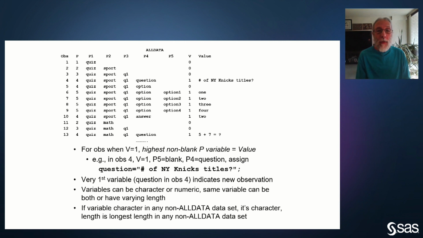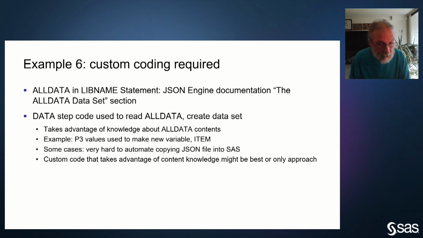I'll just note a couple of things. One is that the variables in question can be character and numeric, and I've got examples in the paper, the same variable in the component data sets can be character in some and numeric in others. Whenever that's the case, what I do is I look through all the component data sets, everything except all data, and anything that's character in any data set, that variable is treated as a character variable, and if the lengths are different, I use the longest possible length to avoid truncation. And the point is, this is code that I can write that would automate this process, that would go through the all data data set and create a SAS data set.